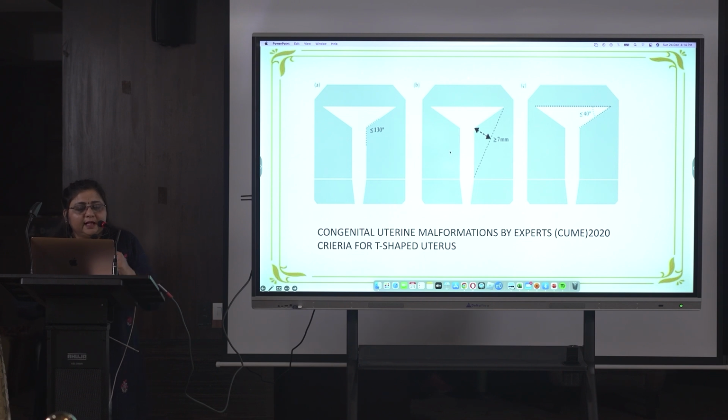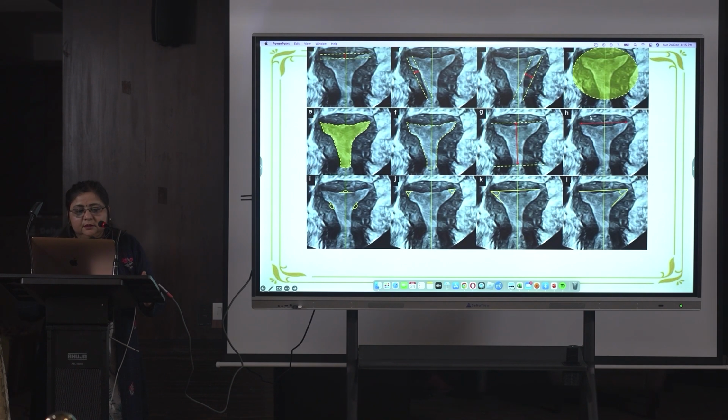This was the criteria given by Kume for a T-shaped uterus. These criteria were a little difficult, but with them you can nicely diagnose a T-shaped uterus. For these criteria you have to take a lateral indentation angle, which should be less than 130 degrees. Then lateral indentation depth should be more than 7 millimeters, and the angle between the cornu and the slope of the uterine endometrium, also known as T angle, should be less than 40 degrees. So these are the different criteria.